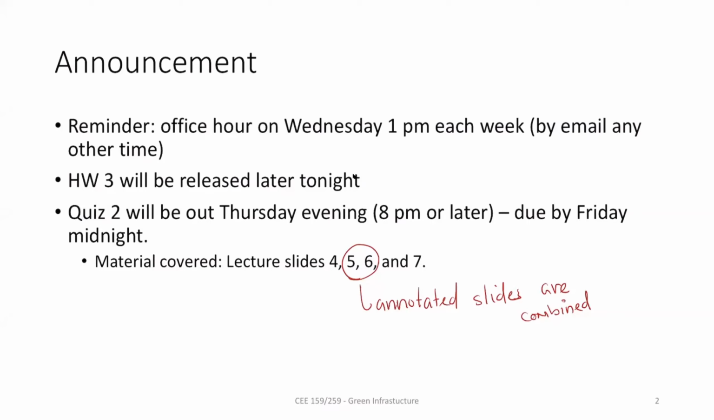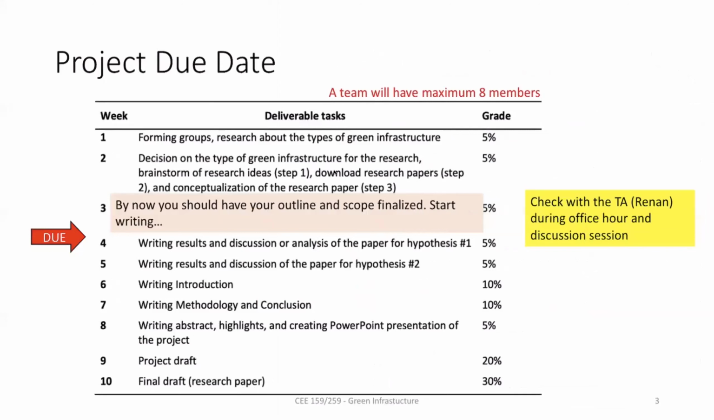Homework 3 will be released. That's based on some of the questions we covered from the last homework. It's mostly on rainfall and runoff. Office hour next week is on Wednesday, regular time. Just because I said Wednesday 1 p.m., I know that some of you may have class during that time. You can always email me and meet another time. So it's really not a factor.